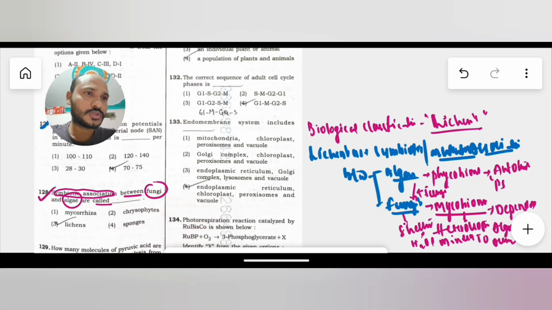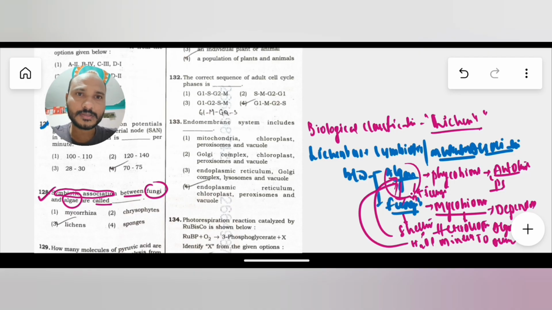So here there is a mutual association, and both algae and fungi benefit from each other. Algae prepare food by photosynthesis and give it to the fungi, which are heterotrophs and receive food from the algae. In turn, fungi provide shelter, water and mineral nutrition to the algae. Such a mutually beneficial association between two organisms, algae and fungi, is called lichens. So the right answer is lichens.